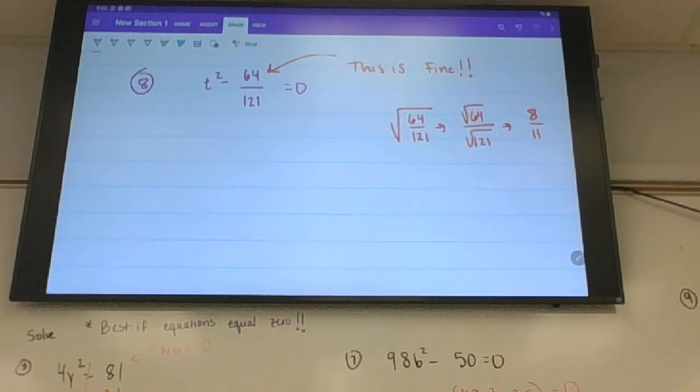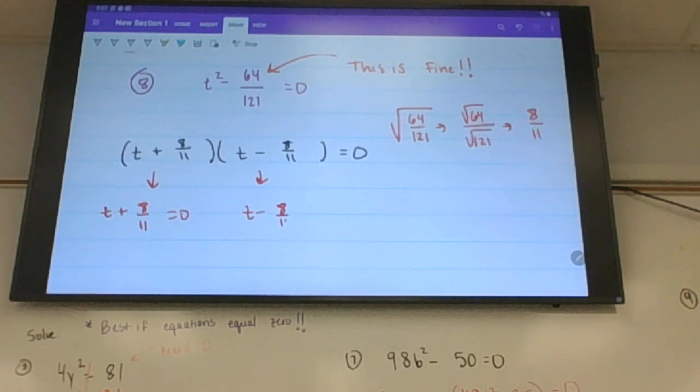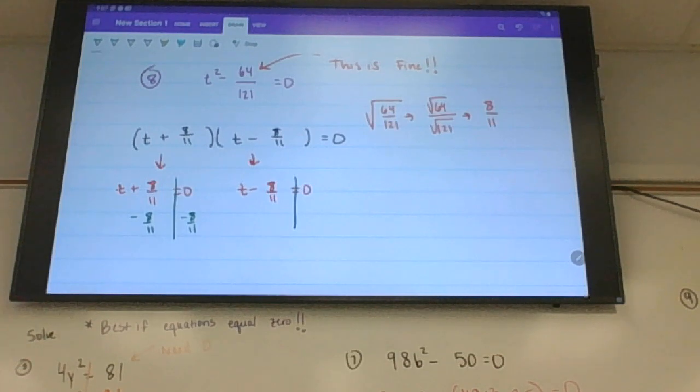We can do this. So here's my parentheses. It's going to be t plus 8 over 11, and t minus 8 over 11. It's okay. It's just the same thing, but you have a fraction. Okay, from here, t plus 8 over 11 is 0, t minus 8 over 11 is 0. Solve them both. t is negative 8 over 11, and t is positive 8 over 11.